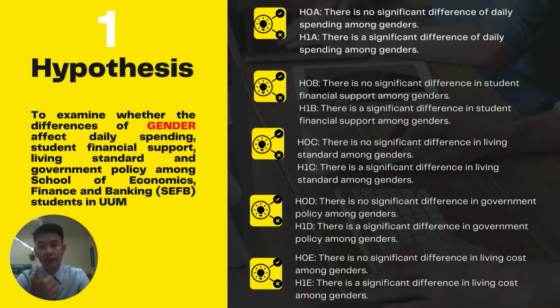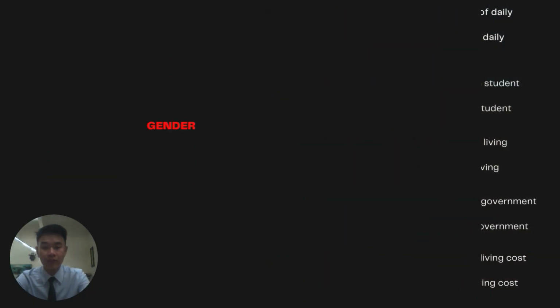The first hypothesis is designed to examine whether the differences of gender affect daily spending, student financial support, living standard, and government policy among SFB UUM. As you can see, the null hypothesis, H0, shows there is no significant difference of daily spending among genders, while the alternate hypothesis, HA, states there is a significant difference of daily spending among genders.